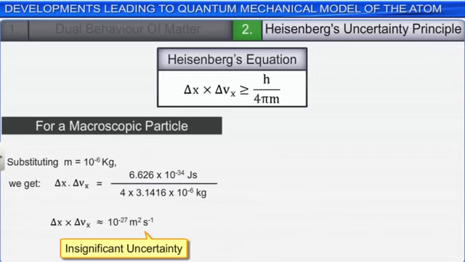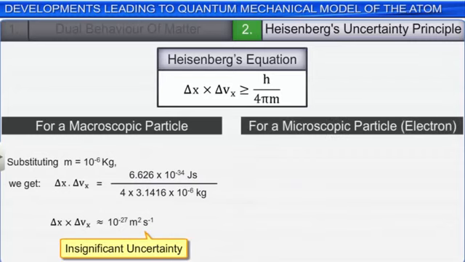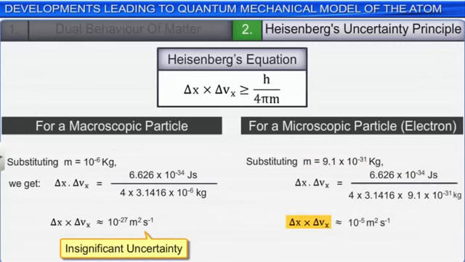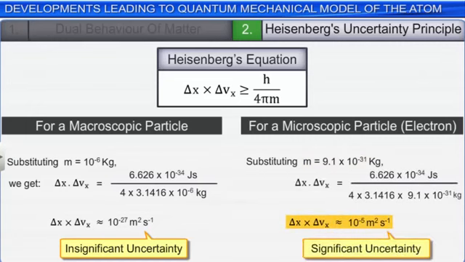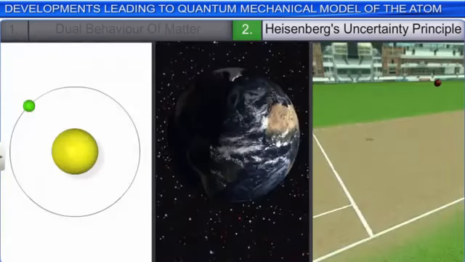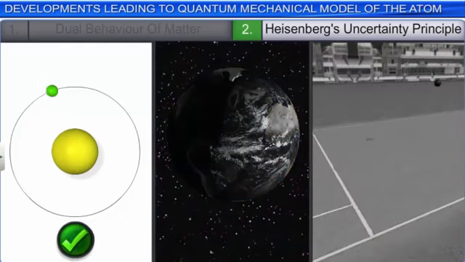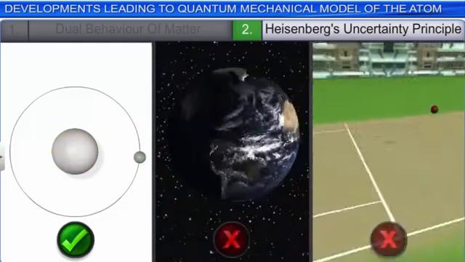On applying this uncertainty principle to a microscopic particle, like an electron having mass equal to 9.1 multiplied by 10 to the power minus 31, we find that the product of delta V and delta X is significant enough and therefore cannot be ignored. Hence, we see that Heisenberg's uncertainty principle also holds significance only for motion of microscopic particles and not for macroscopic objects.